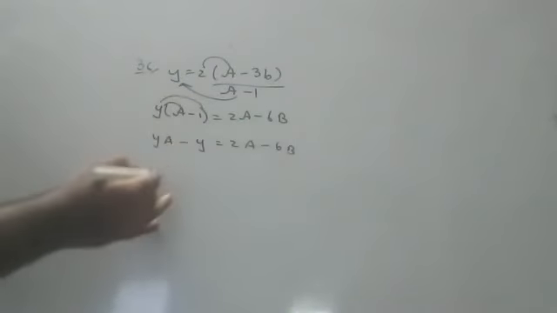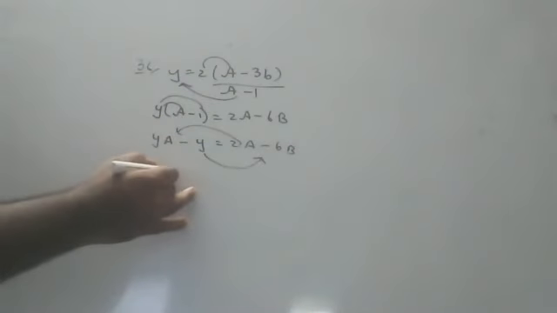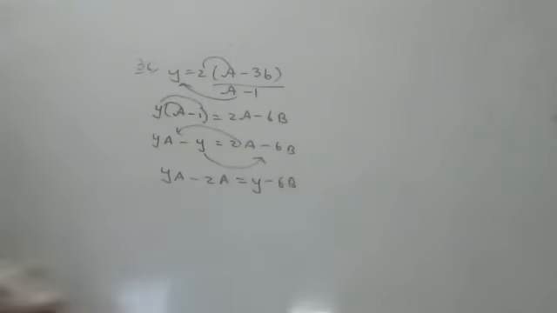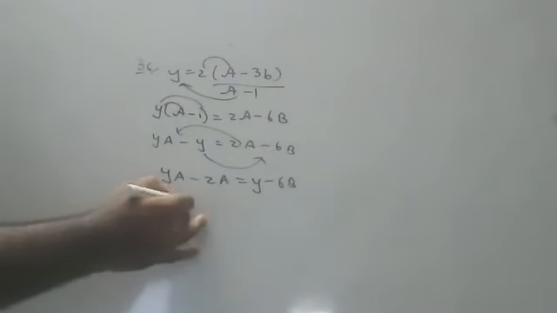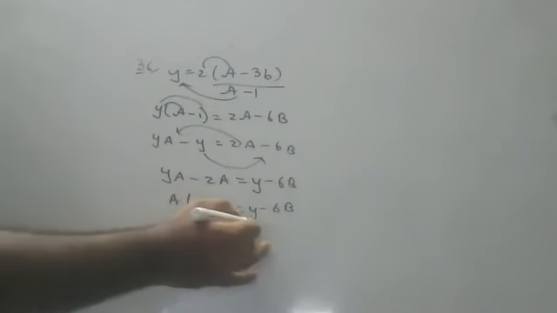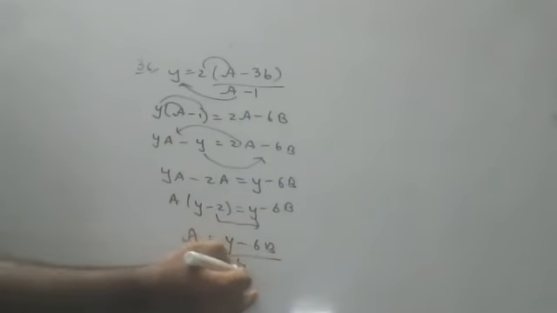I got this. Now bring all a's onto one side because a should be the subject. So ya minus 2a is equal to y minus 6b. Now make a the subject. A into y minus 2 is equal to y minus 6b. Now bring this down. A is equal to y minus 6b by y minus 2.